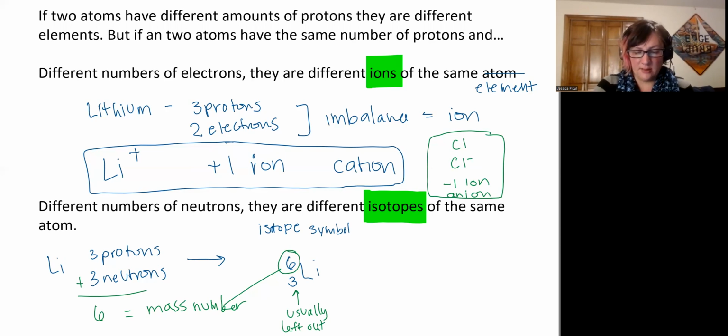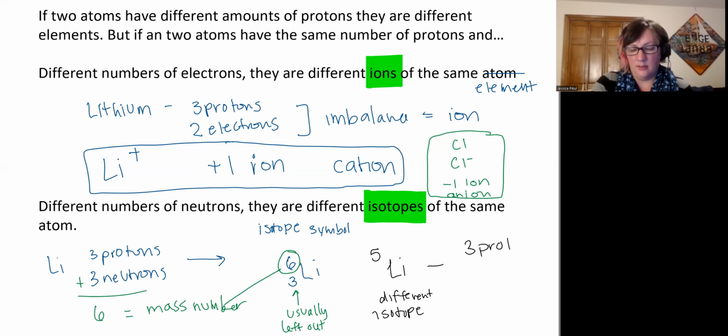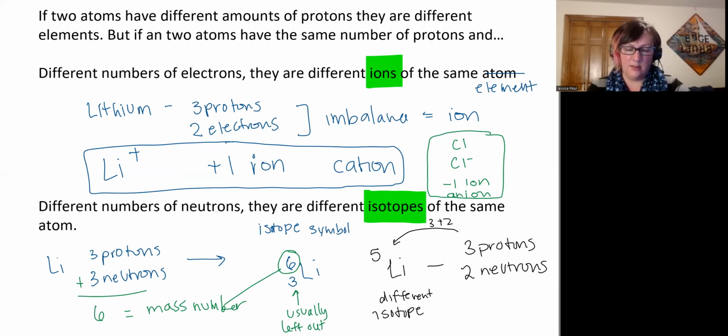There's three protons for lithium. So a different isotope would be one that was, let's do 5. So this is a different isotope. This one would have 3 protons still because it's lithium, and only 2 neutrons. The 3 plus the 2 equals 5. That's our mass number right here. So you sometimes see these isotope symbols written, especially if we're looking at things like nuclear chemistry or radiochemistry, which will not be the focus of this class, but just sharing what differences in neutrons, electrons, and protons would mean for an atom.